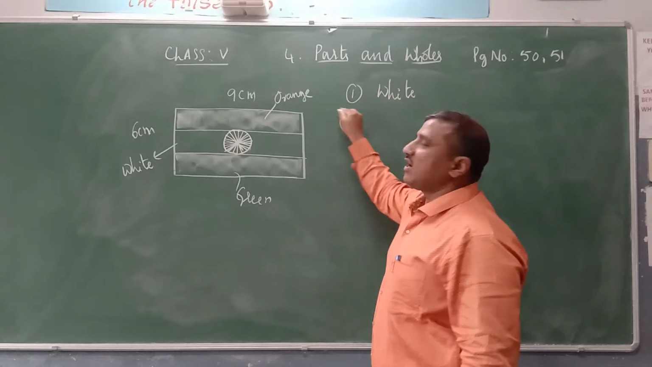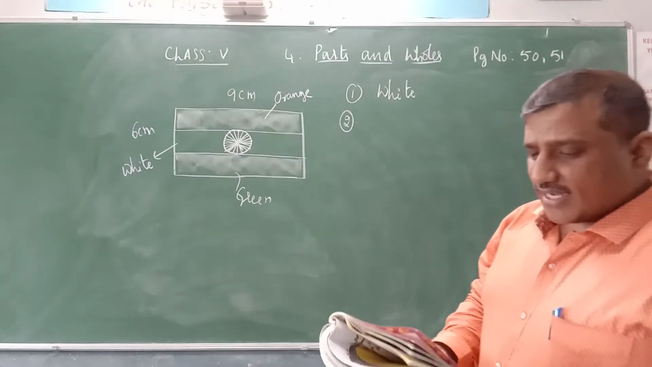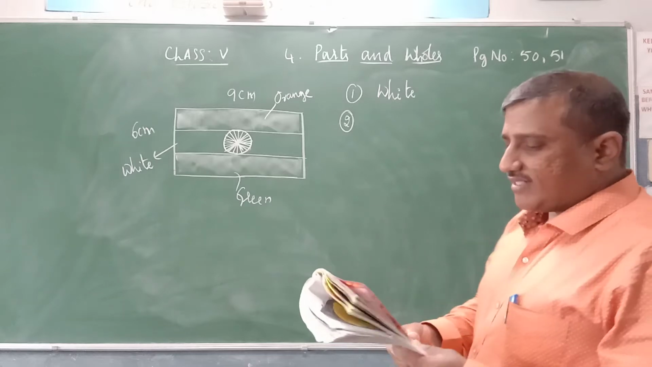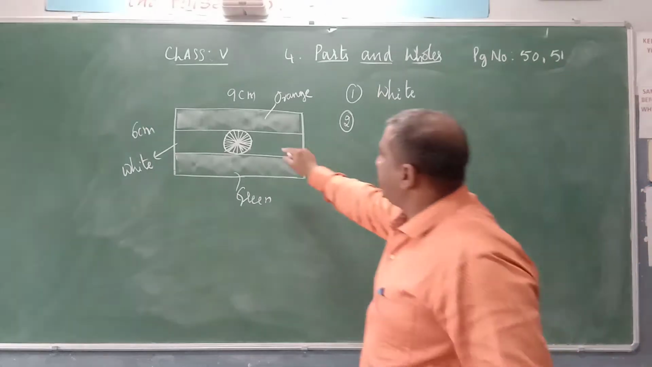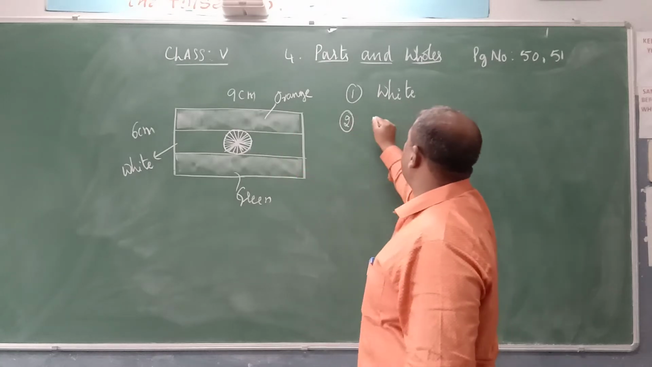Next, the second question. Where will you draw the Ashok Chakra? In the middle portion of the white color, or white part.